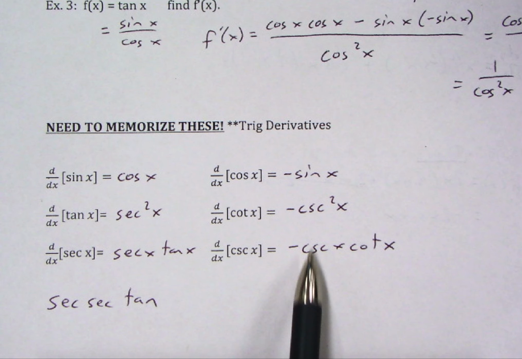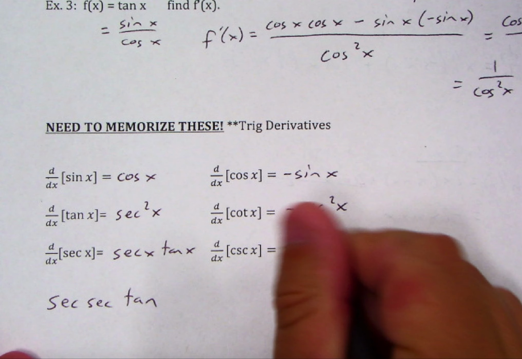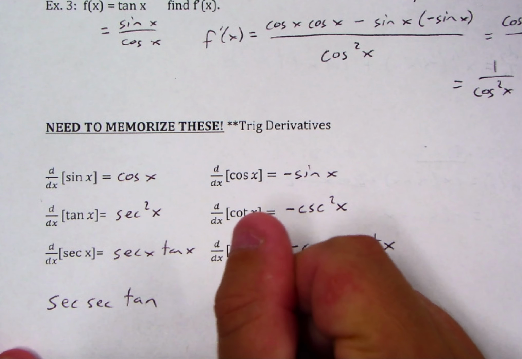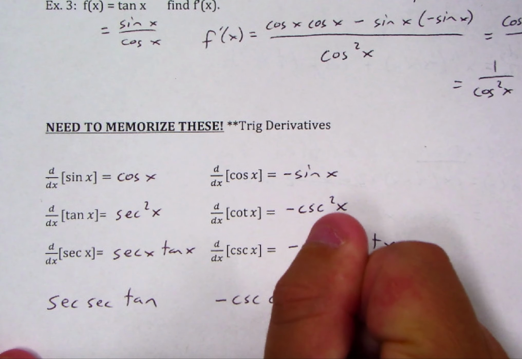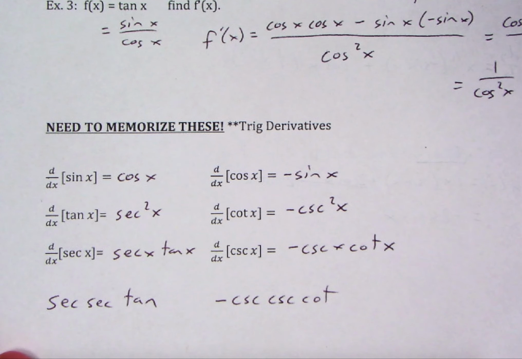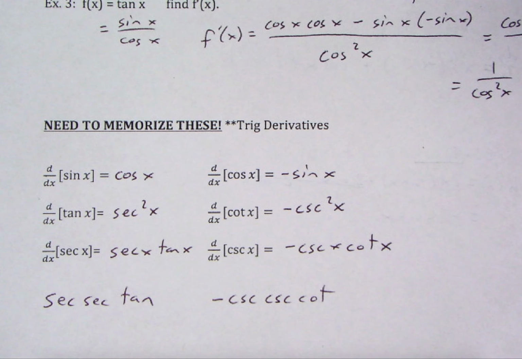Same for the other ones. For the co-functions, it's negative cosecant, cosecant, cotangent. It's kind of a similar pattern there, just negative and then the co-functions. And then whichever one you want to find the derivative of, just cover it up. So I found that to be pretty helpful.